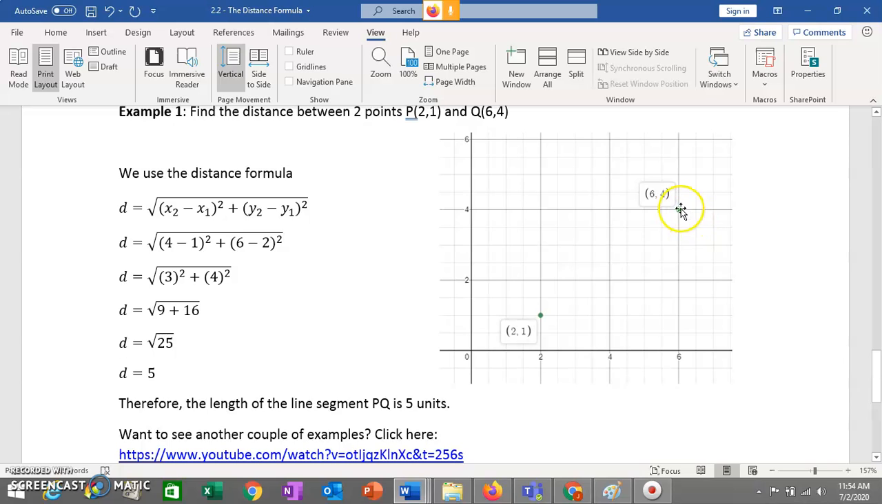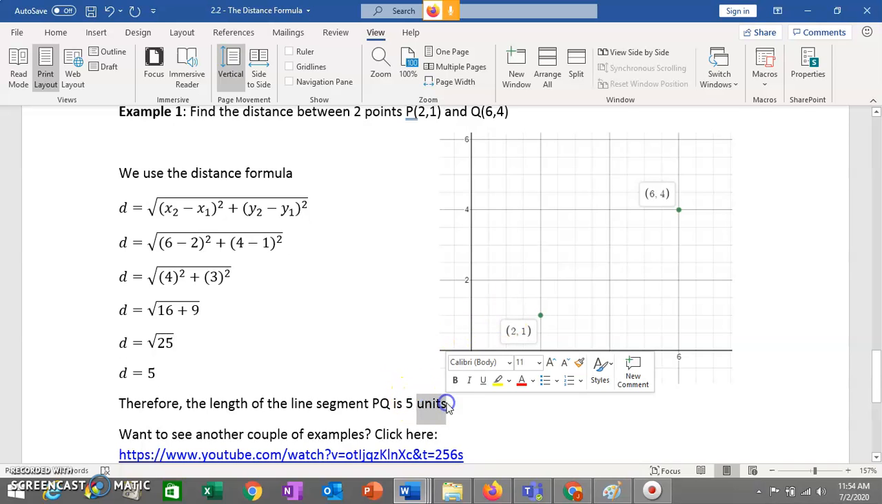then x2 would be 6, and x1 would be 2. That's our first x value. Y2 is going to be 4, and y1 is going to be 1. So I'm going to get 6 minus 2 is 4, and 4 minus 1 is 3. That's going to give me 16 plus 9, which is 25. Take the square root, 5. So the distance between these 2 points is 5 units.